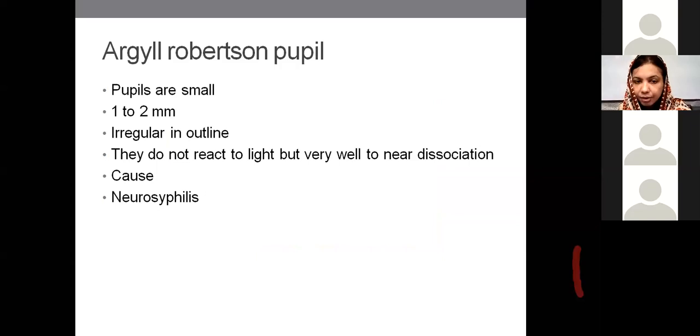Small, clear in outline. They do not react to the light, but react very well to near dissociation. And these are the small pupils. Causes include neurosyphilis.